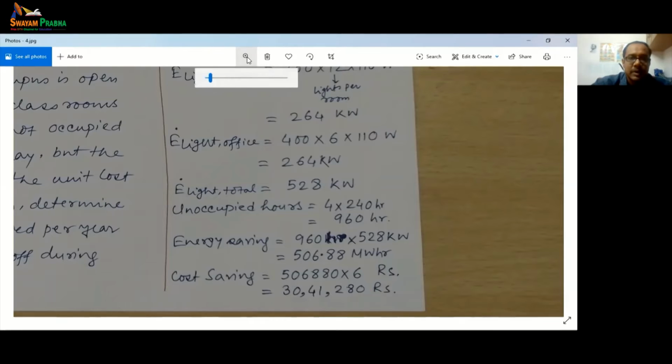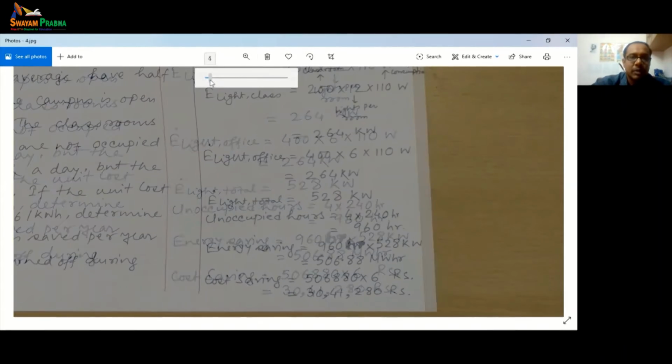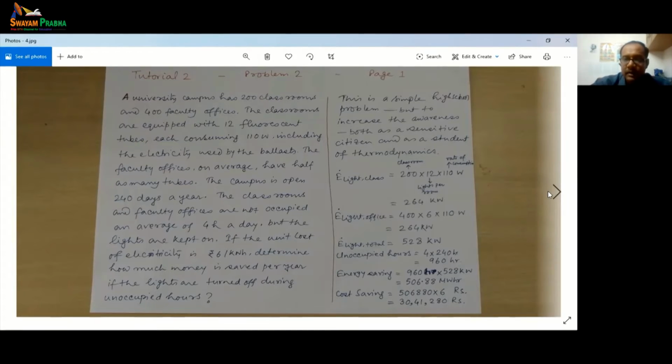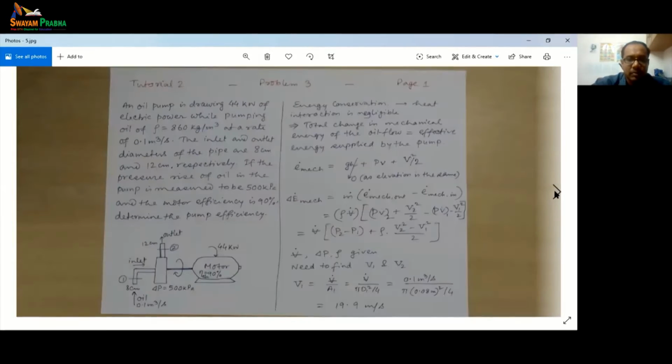So please consider this problem the next time you get out of a room which will be unoccupied for several hours, and please remember to switch off the light. Okay, thank you, and let's go to the next problem.